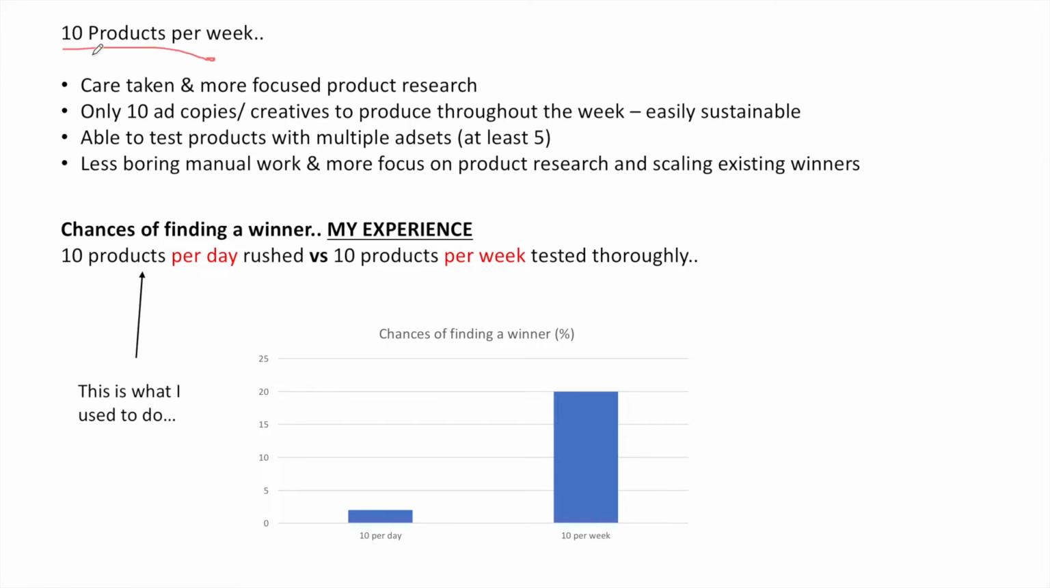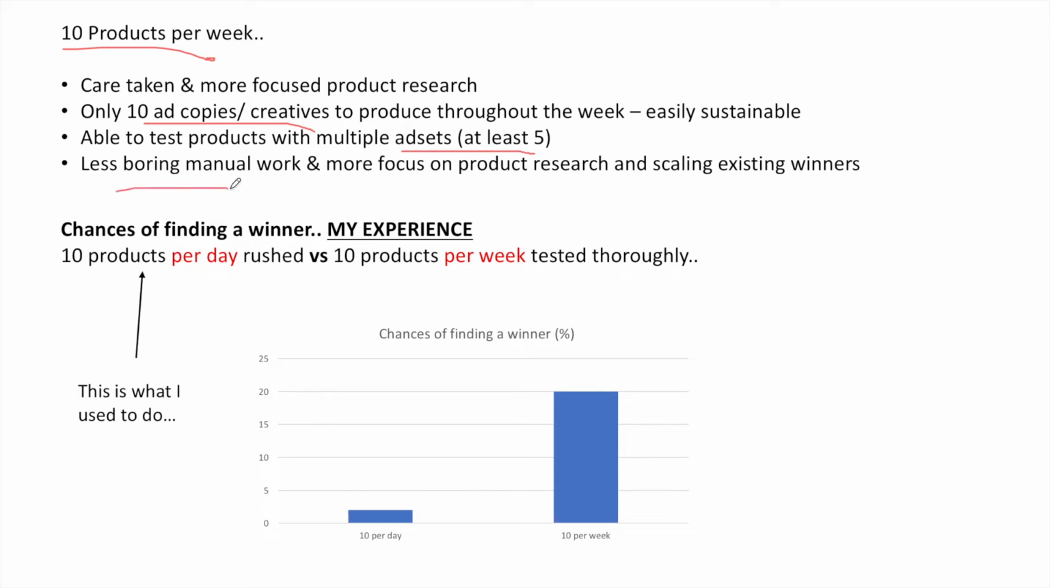That's what I advise, particularly if you're just starting out, but focus on really carrying out proper product research throughout the week so you can compile 10 quality products to test. What this allows you to do is take much more care and more focused product research. You only have to create 10 ad copies and creatives per week as opposed to 10 per day, so you can really focus on getting quality with them. And because you're not testing stupid amounts of products, you'll have more budget allocated to be able to test products properly and have multiple ad sets per product.